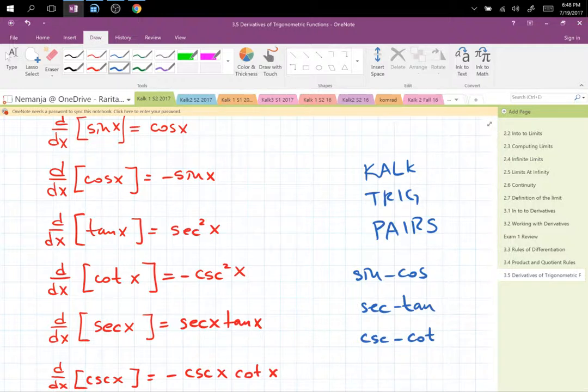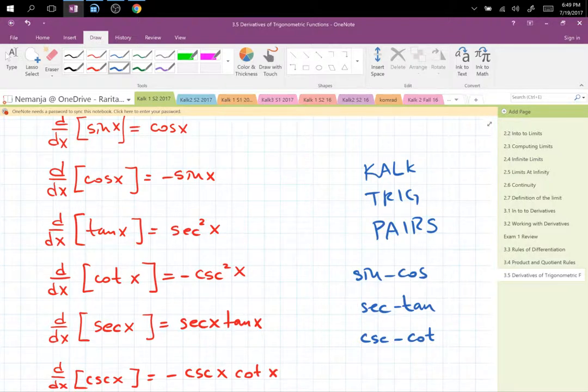You will never see sine with secant. You will never see sine with tangent. You will only see sine and cosine with sine. You will only see secant with tangent and tangent with secant. Yeah, there is a secant squared, but that's still secant. So if you observe these formulas, that pairing is 100% followed throughout all of them.